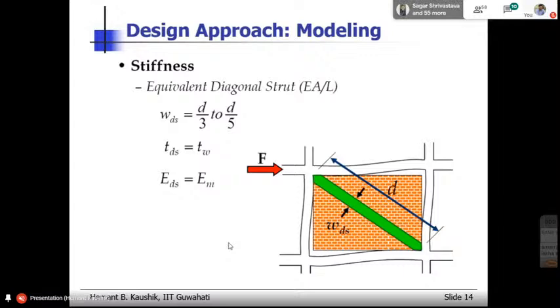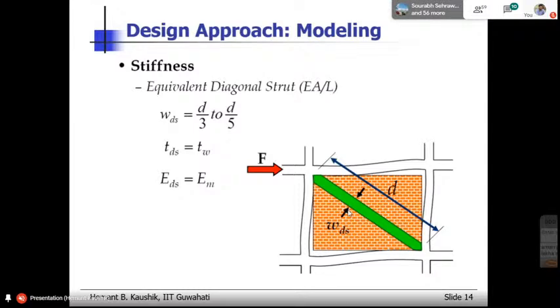Okay, so two parts are involved here. We have to model both. Now, when I say that this diagonal strut has, let us say, a rectangular section, so that rectangular section will have depth and it will also have some width. So, the width of this rectangular section of this diagonal strut is shown here. This is WDS, the width of the diagonal strut. The depth of the strut is in the perpendicular direction, so it is along the depth of the screen.